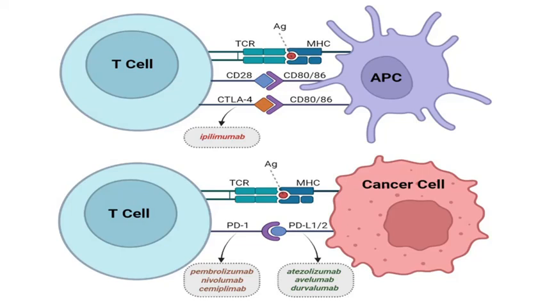Immune checkpoint inhibitors, such as PD-1, PD-L1 inhibitors, e.g. pembrolizumab, nivolumab, and CTLA-4 inhibitors, e.g. ipilimumab, have revolutionized cancer treatment, but they can cause a range of immune-related adverse events due to the activation of the immune system. These adverse reactions occur because, while enhancing immune responses against cancer, the immune system may also target normal tissues.